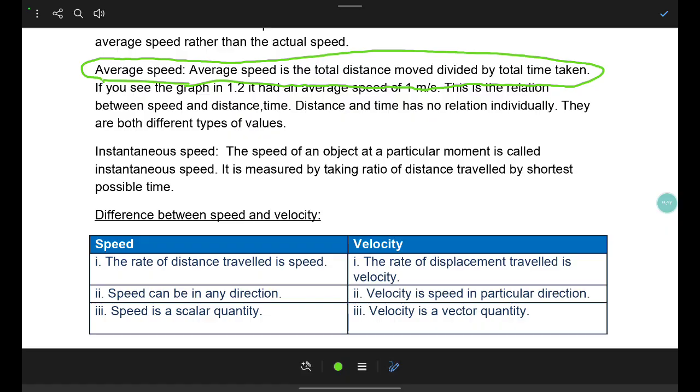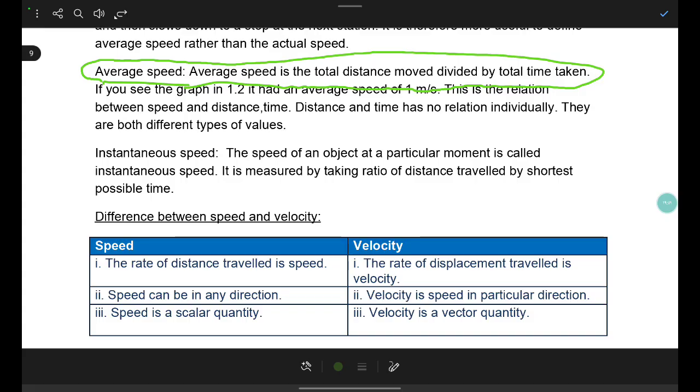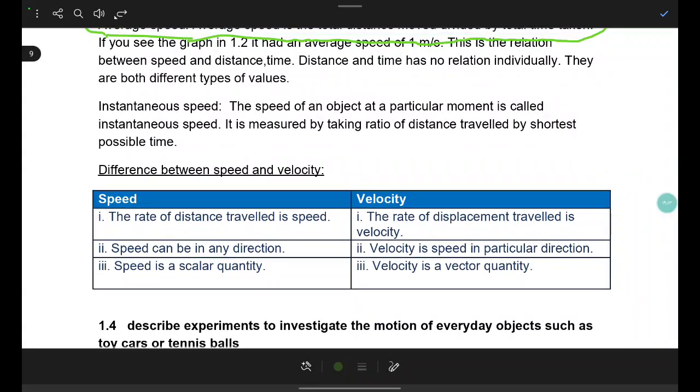I want you to know what instantaneous speed is. Instantaneous speed: the speed of an object at a particular moment is called instantaneous speed. The speed of an object at a particular moment.